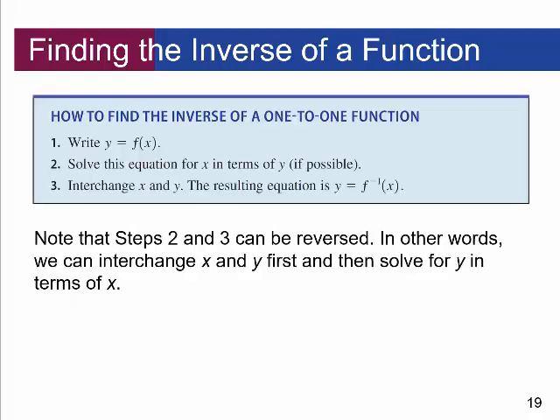Okay, so here's how you're going to find the inverse function. First step, you're going to write y is equal to f of x. Then you're going to solve this equation for x in terms of y, if possible. All you're going to do then at that point is interchange x and y, and the resulting equation y is equal to f inverse of x is your answer. Note that steps 2 and 3 can be reversed if you want. So you can interchange y and x and then just solve it. It doesn't matter which way you do it, steps 2 and 3.